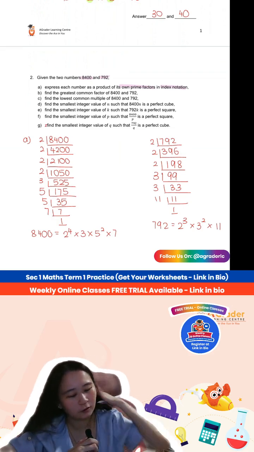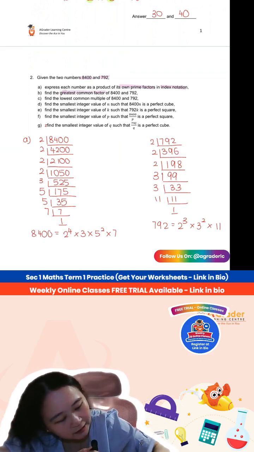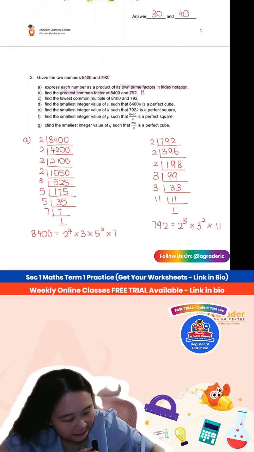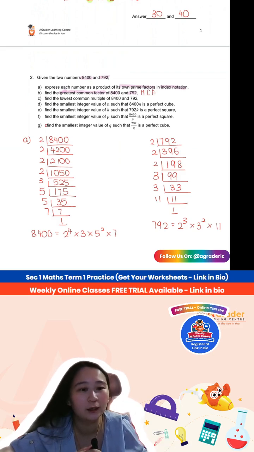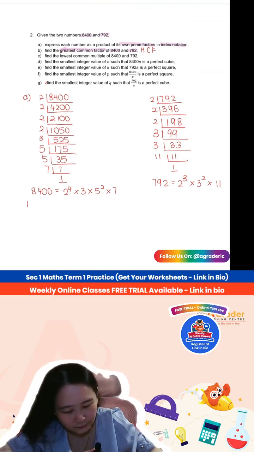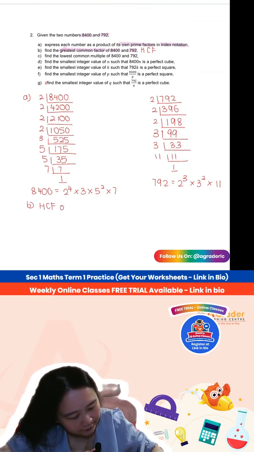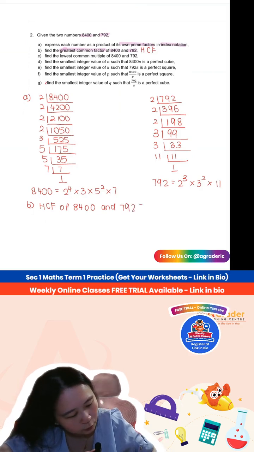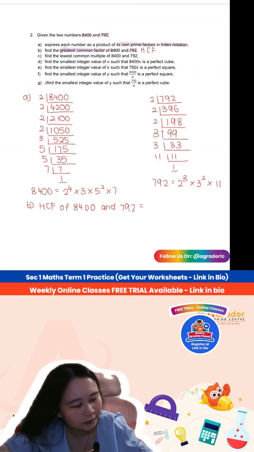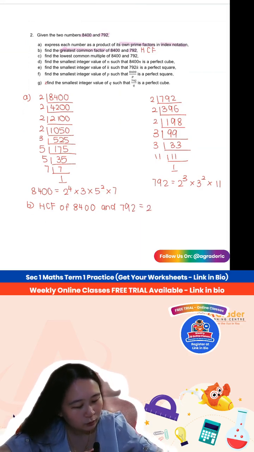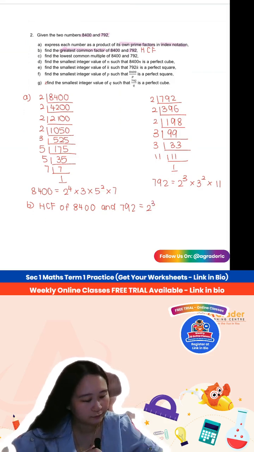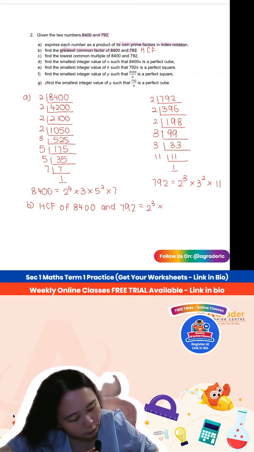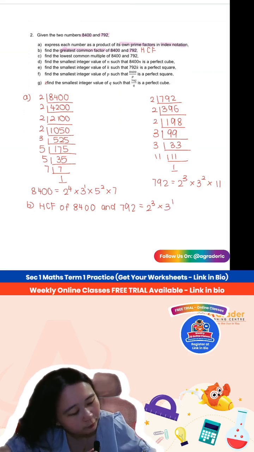Part B is 24. They are asking for the greatest common factor, which means they're asking for HCF. And to find HCF, we take the lowest power. So for part B, HCF of 8,400 and 792, since we are taking the lowest power, we have the base 2. One is to the power of 4, one is to the power of 3. So 3 is smaller, so we take the power of 3. Times 3 to the power of 1, and 3 to the power of 2. So I take 3 to the power of 1.